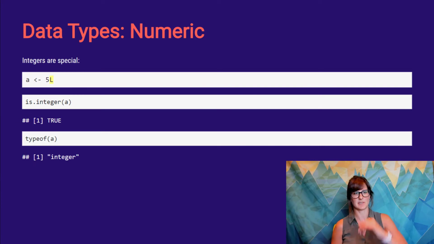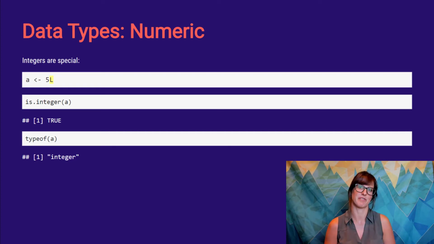The way that we would do that is with that highlighted L right there. It looks kind of funny. We say 5L, and that's telling R, I want 5, and I want the integer 5. And so now if we do is.integer, we see true, or we could check the type of A and see that it is an integer.